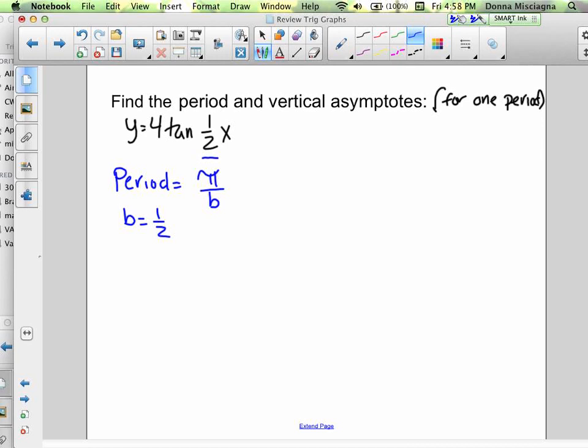So if I take pi and divide by b, which is 1/2, dividing by 1/2 is the same as multiplying by 2. And this would be 2 pi. Now let's find the vertical asymptotes.